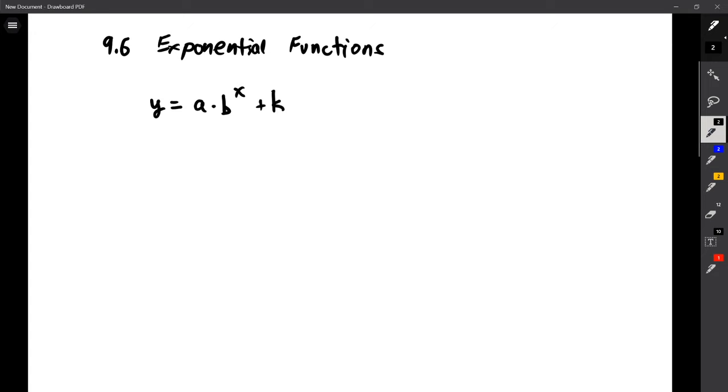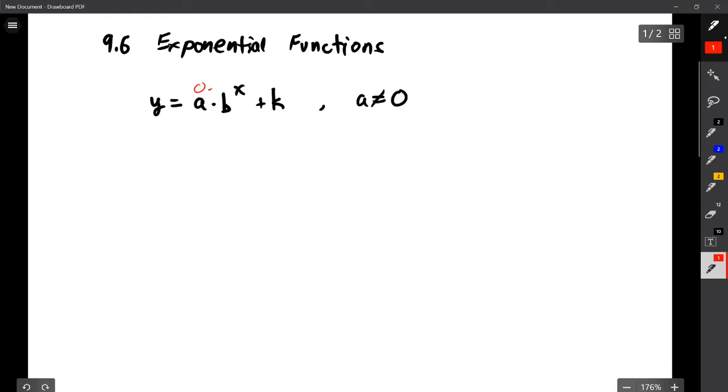Okay. And there are a couple requirements for this. First of all, a cannot be 0. Because if a is 0, then 0 times whatever b to the x is, that's going to be 0. So this entire chunk here will just become 0, in which case you're left with y equals whatever value k takes. So if k is 1, you'd just be left with y equals 1. Or if k is negative 3, you'd just be left with y equals negative 3. And that's just a horizontal line, which is a linear function because it's a line, not an exponential function. So that's one requirement: a cannot be 0.